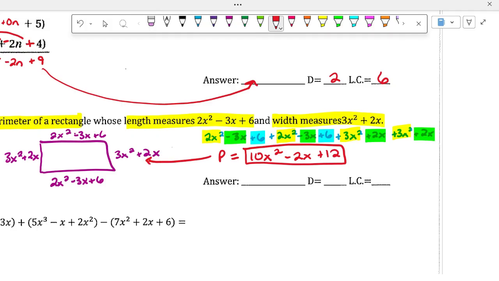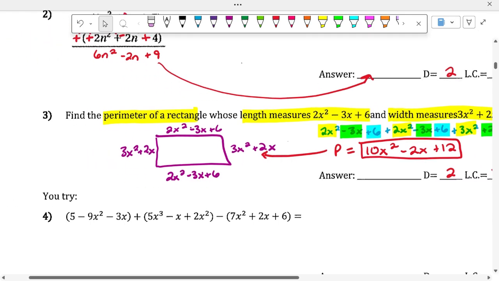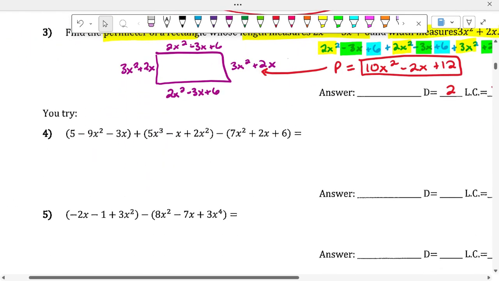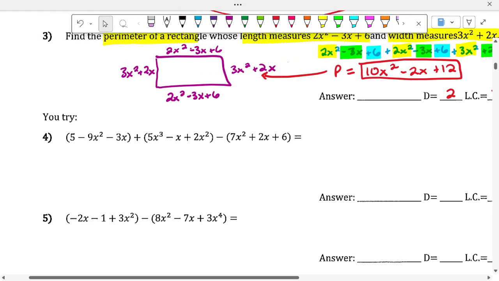So don't get thrown by a problem like that. It's actually really easy. It's just a combine like terms problem. You just got to make sure that you add both expressions twice. So what's the degree here? Leading coefficient? Good. All right, take a minute. Try number 4 on your own.